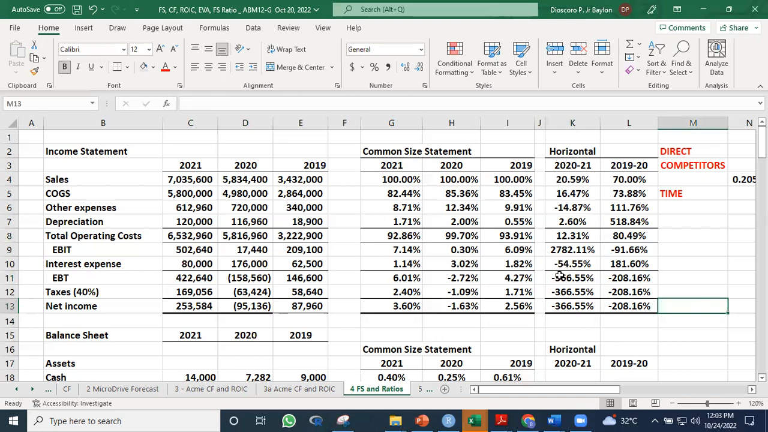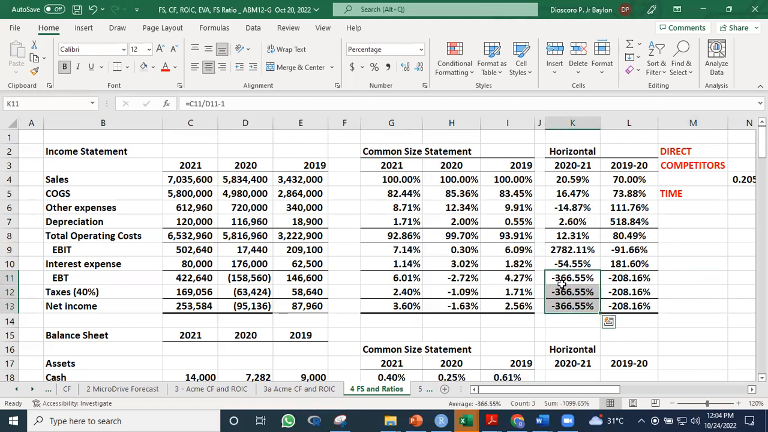Bumaba ba yung EBT natin? Class, paki-chat nga. Did our EBT go down or did it go up? Okay, it went up, no? It went up. So, class, there's something wrong here.